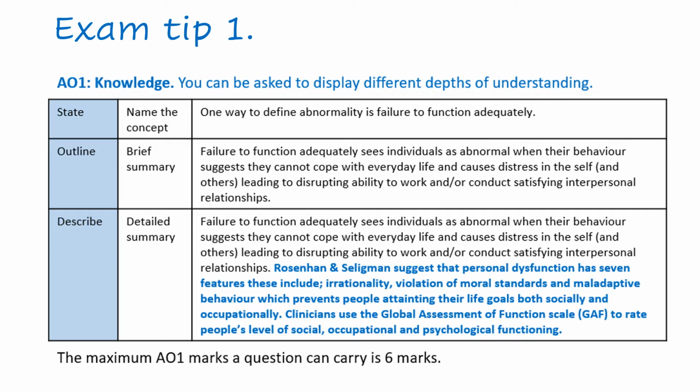If you're asked to describe, they want a lot more detail. So I've put in blue the extra information I'd put in there to bump up my outline to make it a describe. The maximum AO1 is 6 marks. So you need to think when you're revising, what are 6 things I can say about each theory? What are my 6 key bullet points? And make sure you've got those keywords in there, that specialist terminology.